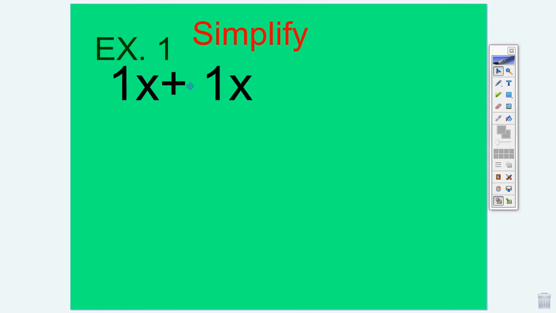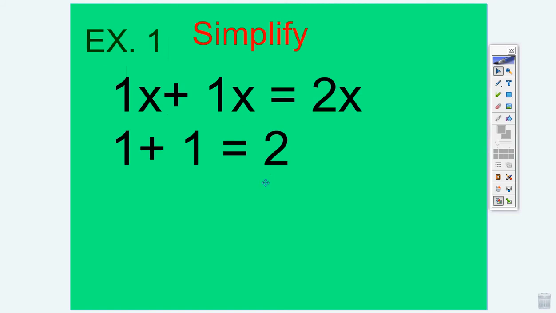All right, 1x plus 1x. Not any different. Now think of xylophones. I have one xylophone and I, for some reason, get another xylophone. Not sure why, but now I have 2 xylophones. So just as 1 plus 1 is 2, 1x plus 1x is 2x. Voila, beautiful answer. Wrong highlighting color, that's okay.